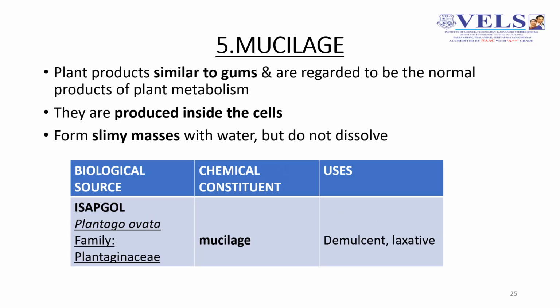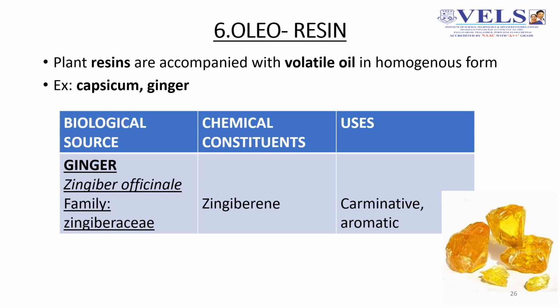Then fifth one is mucilage. It is similar to gums. It is produced inside the cells, or it's slimy masses with water but does not dissolve. Example is isabgol, that is Plantago ovata, belonging to the family Plantaginaceae. Already we have discussed this drug under seed containing drugs in organized drugs. With the chemical constituent, it is a mucilage containing drug used as demulcent and laxative. Demulcent means it has a soothing property.